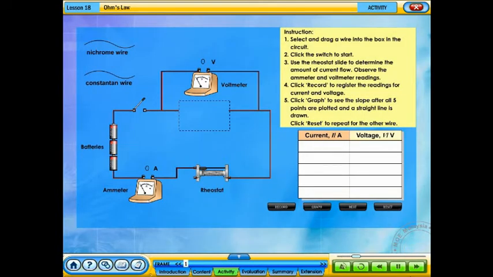Compare the resistance of both wires. Compare the slopes of both wires on the graph. Which wire has more resistance?